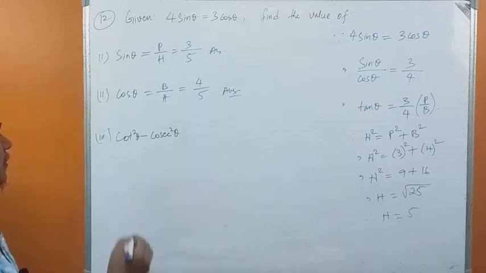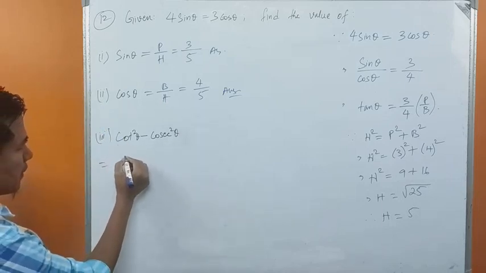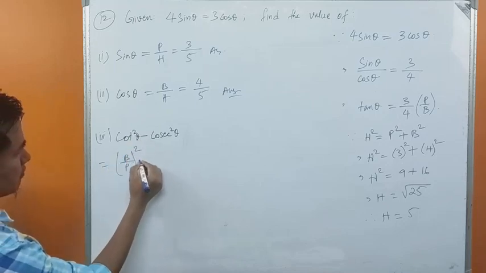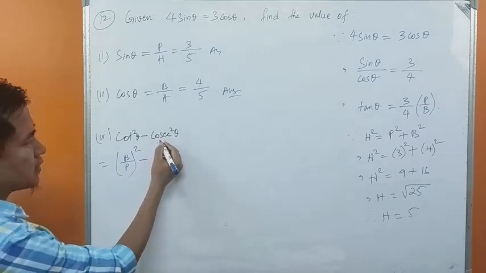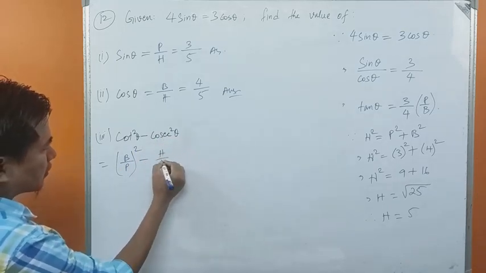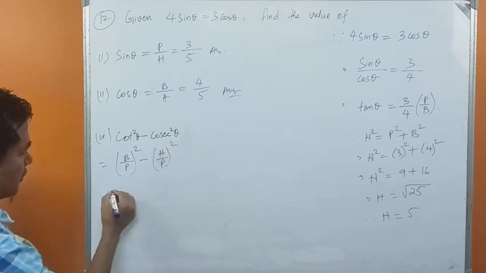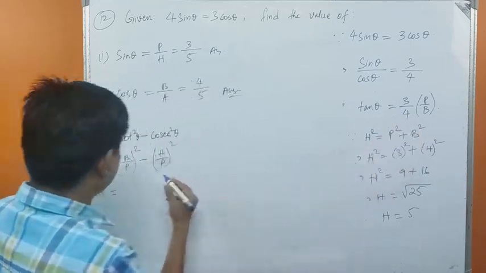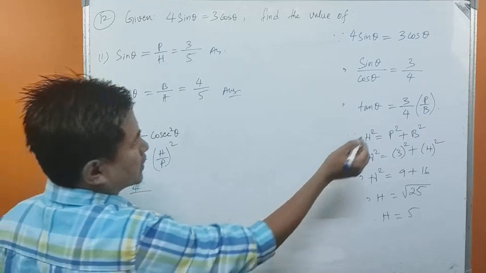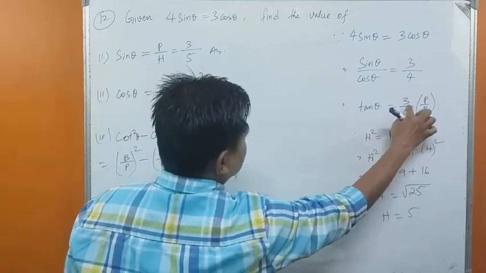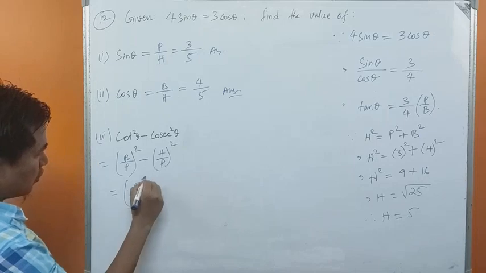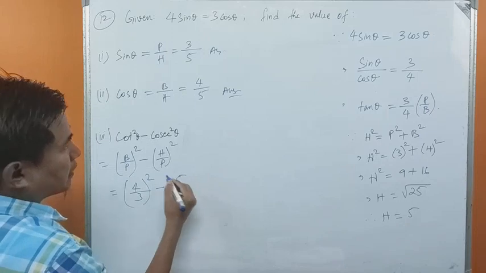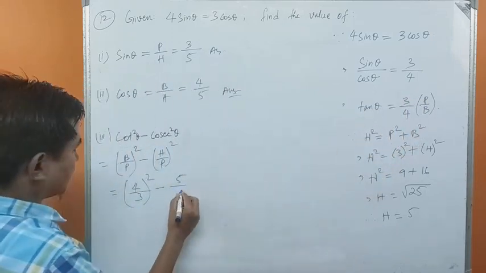So cot theta is base upon perpendicular, whole squared, minus cosec theta. Cosec means hypotenuse upon perpendicular, whole square. What is b? B is 4 upon p. P is 3. B is 4, p is 3. So 4 upon 3 whole square minus hypotenuse. Hypotenuse is 5 upon perpendicular. Perpendicular is 3, isn't it?